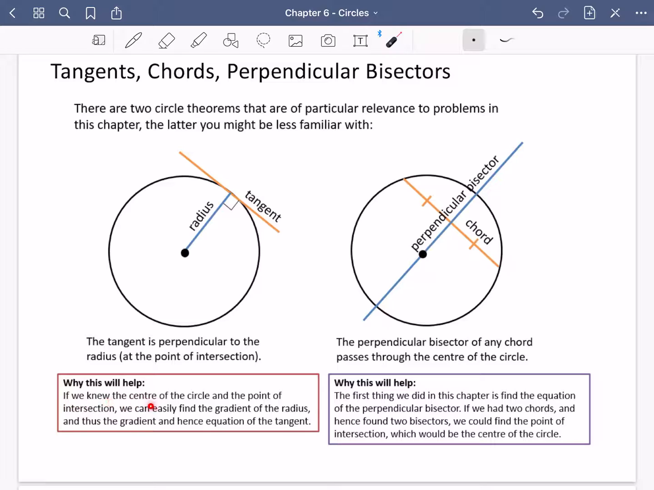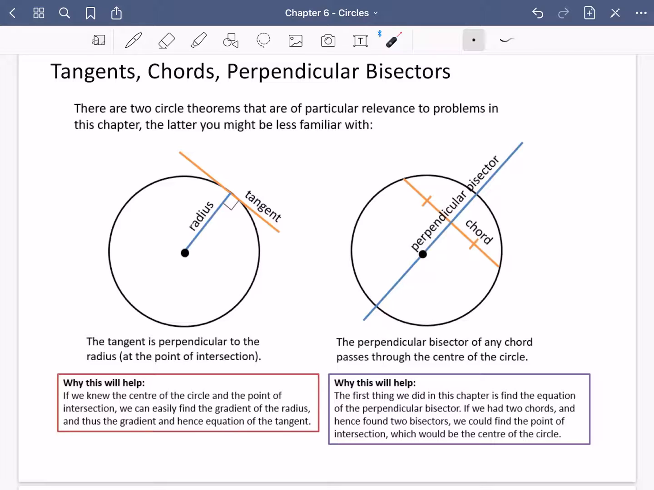Well, if we knew the center of the circle and the point of intersection, so that's saying we know this and this, we can then find out the gradient of the radius. If we know the gradient of the radius, we know the gradient of the tangent because they are perpendicular to each other. And if we know the gradient of the tangent, we know a point that it goes through, so we can work out the equation of the tangent.